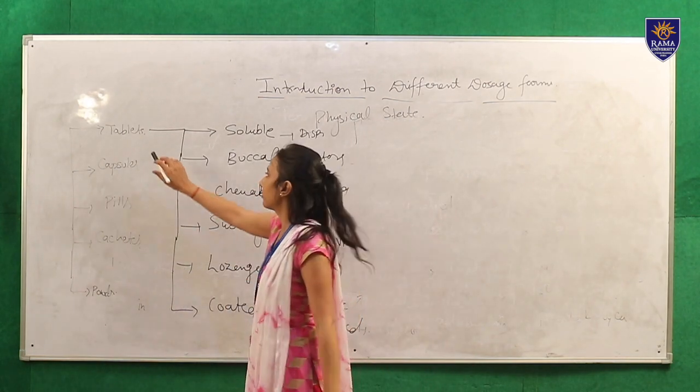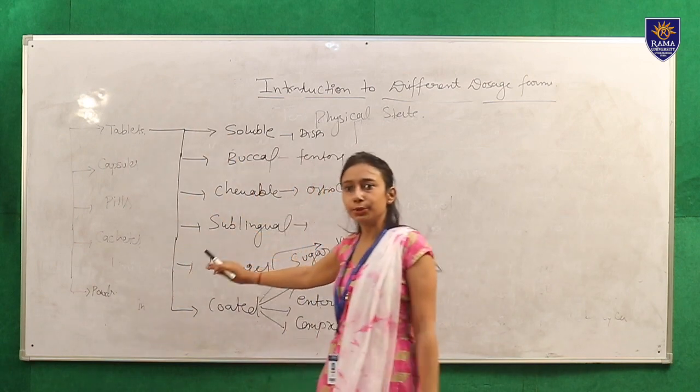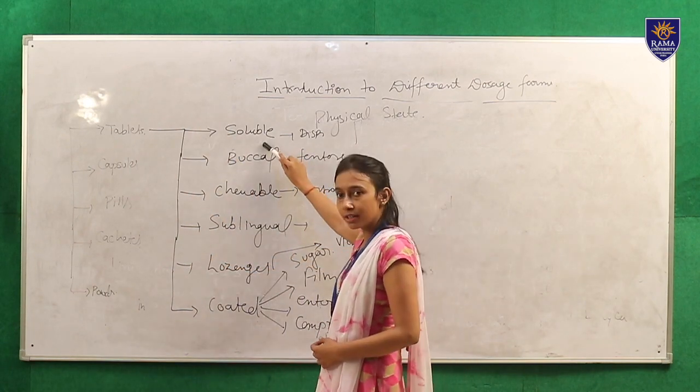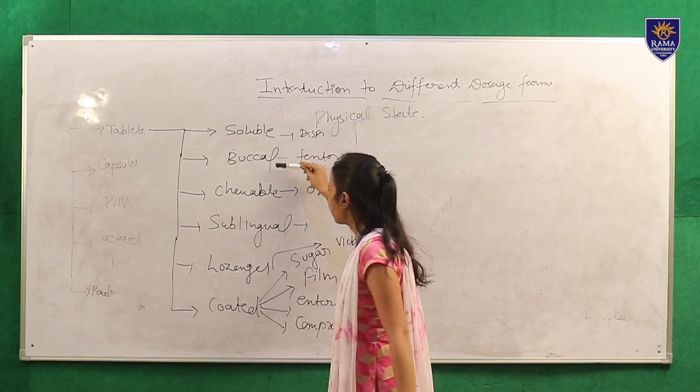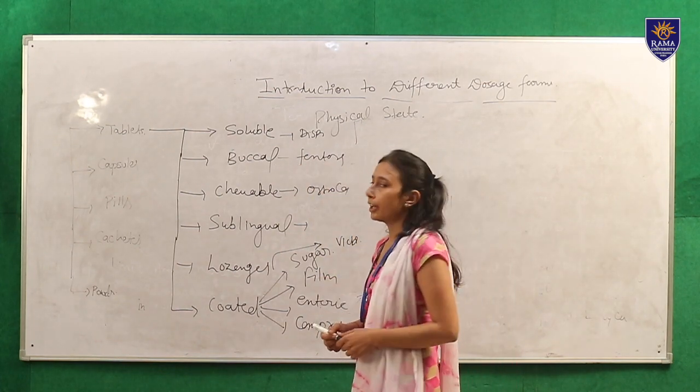In unit dosage forms, the first class is tablets. Tablets are further divided into classes: first is soluble tablet, second is buccal tablet, third is chewable tablets, next is effervescent tablets, lozenges and coated tablets.